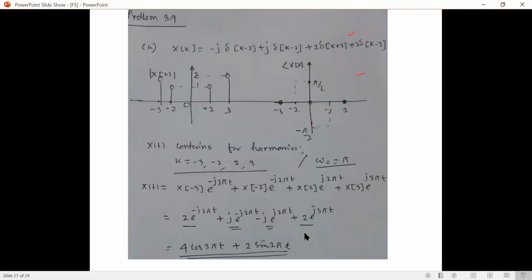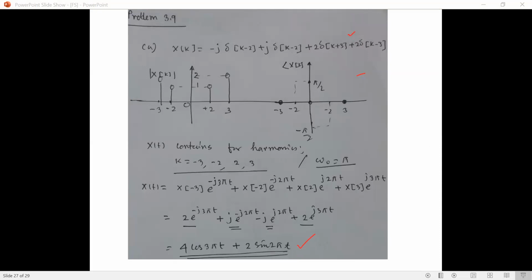Okay, this is what your signal is. And you can easily identify whether this signal is odd or even. You can verify it, or neither odd nor even.